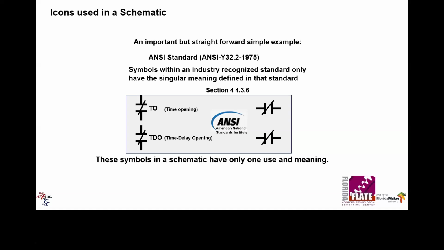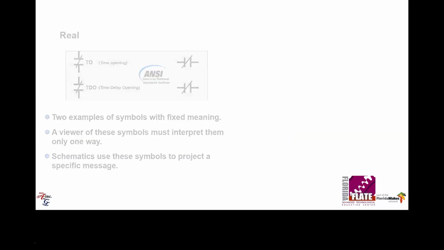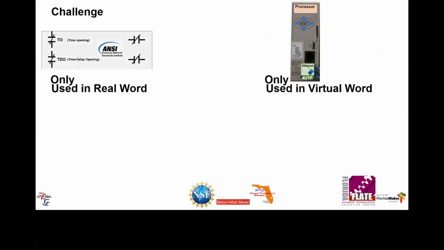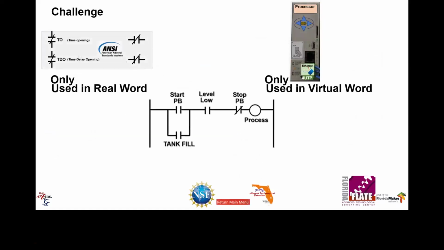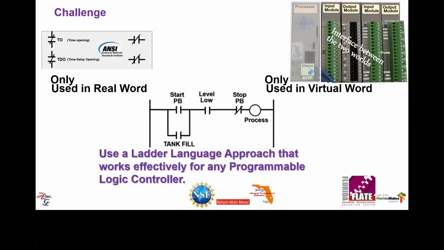The ANSI standards are a good example. People like to use those, right? They're in the real world. They have a specific meaning, and each symbol only has one meaning. In the virtual world inside the PLC, every single symbol has no meaning or a whole bunch of meanings, as you wish. So only in the real world do you get one-on-one visual assignment. And in the virtual world, it depends on what happens between the interface, which is the I/O devices. So we need a language that approaches the work effectively for any PLC program.